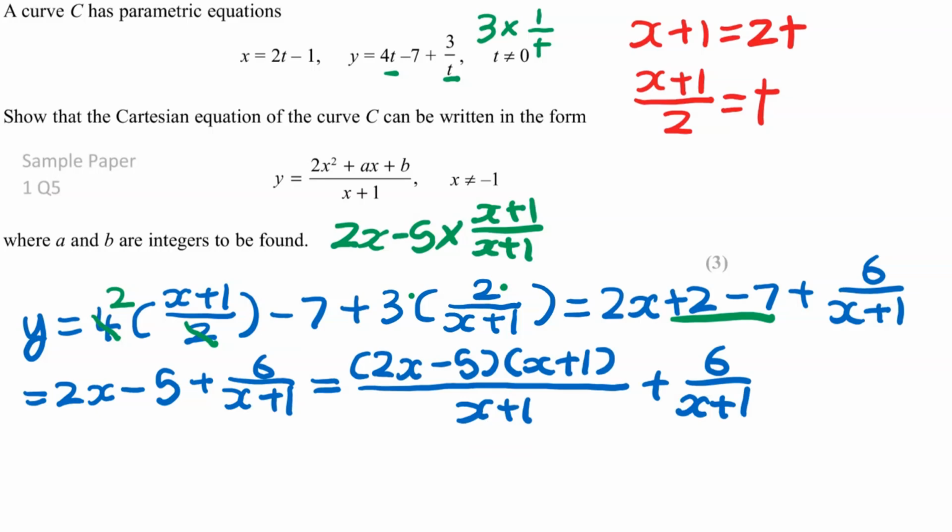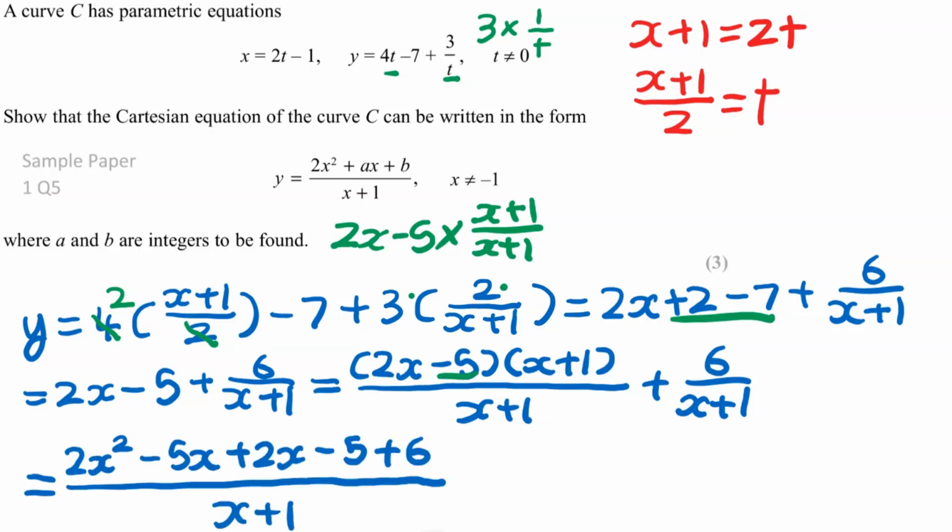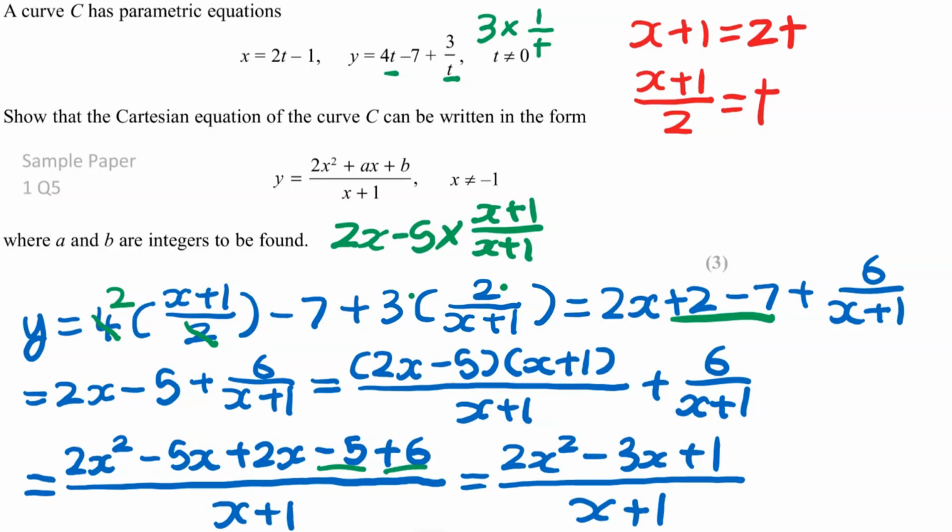Okay, so if we simplify this, 2x multiplied by x is 2x squared, minus 5 multiplied by x is minus 5x, 2x multiplied by 1 is 2x, and minus 5 multiplied by 1 is minus 5. And because the denominators are the same here, we can add these two fractions. So I've moved this 6 into this fraction here. And we can do some simplifying. Minus 5x plus 2x is minus 3x, and minus 5 plus 6 is equal to plus 1.